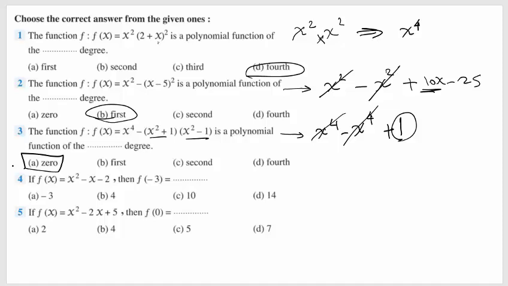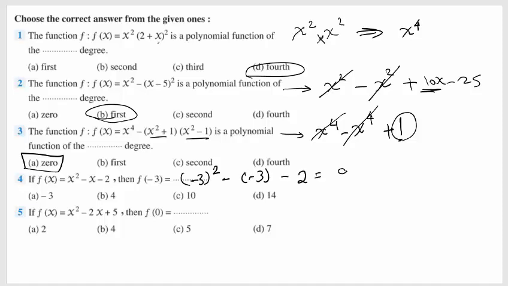The next example needs me to find f of negative 3. As we said before, to find f of negative 3, you are going to replace each x and put instead of it the number negative 3. So it will be negative 3 to the power 2 minus negative 3 minus 2.